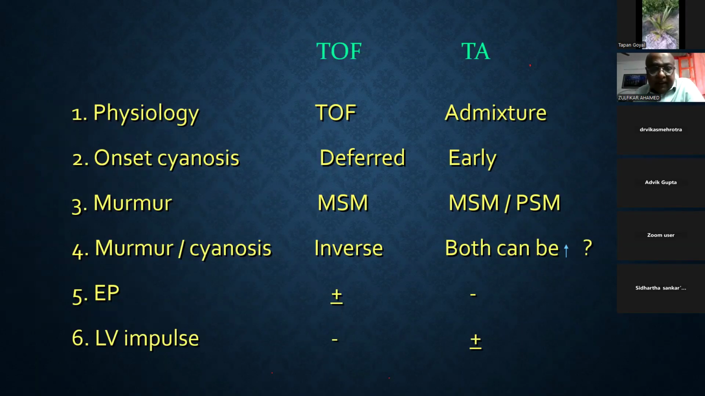One, physiologically, tricuspid atresia is not a TOF-like physiology. It is an admixture physiology. The onset is very early. Murmur is good. You have a good murmur with deep cyanosis in tricuspid atresia. There will be no epigastric impulse and there can be an LV impulse, which is not present in a usual tetralogy of Fallot.